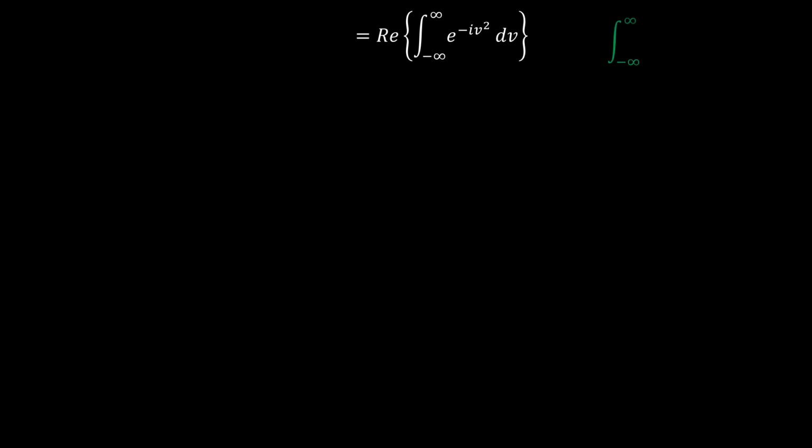Now, using the Gaussian integral, this is a general thing that everyone knows. When you're integrating e to the power negative a x squared from negative infinity to positive infinity, you have the square root of pi over a. And here our a is i, so our answer here is the square root of pi over i. And then we want the real part of that.